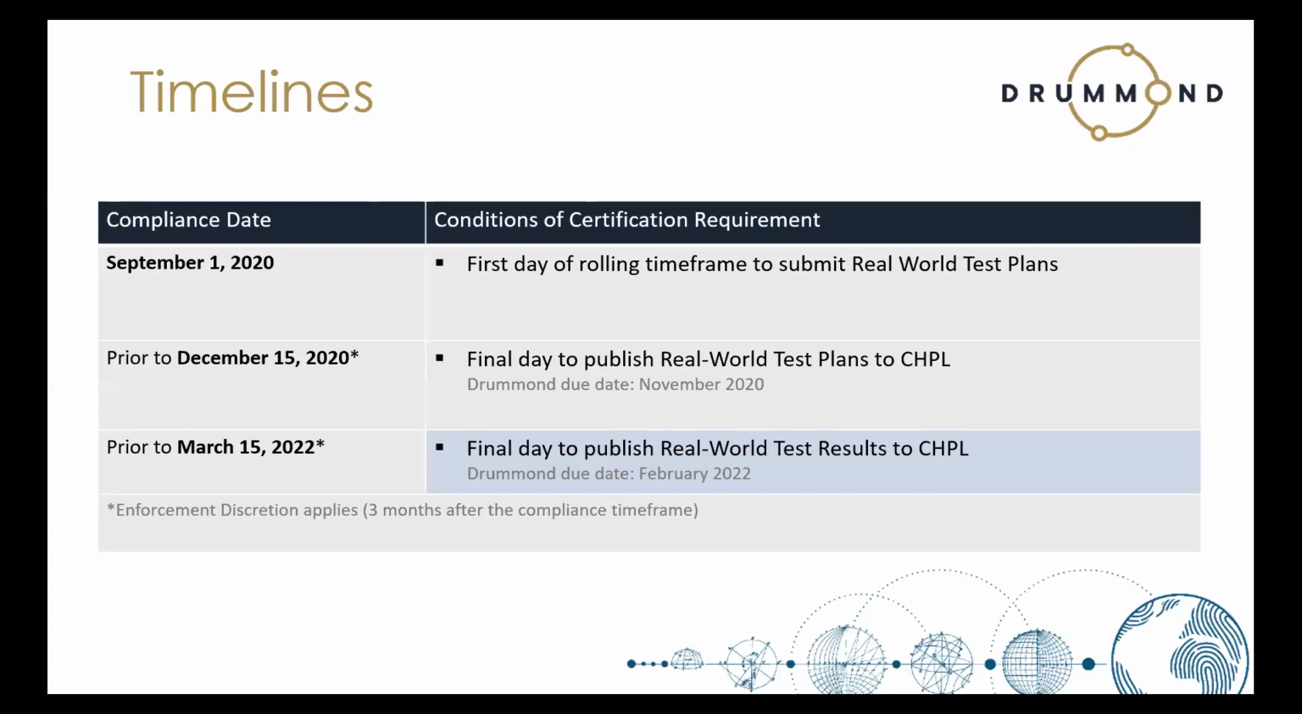So the final day to publish real world testing results to the CHPL, after it's gone through review, companies have signed off on it, all of the activities that go along with that process, was technically March 15th. Again, there is an enforcement discretion date allowing for 3 months after March 15th, should you need it. But again, you can expect that we would want to put a date out there ahead of that, about a month prior, to ensure that we have the opportunity to do our due diligence and ensure that we're not reviewing many of these at the last moment. It goes without saying, but we figured we would put that in there anyway. So those are your timelines.